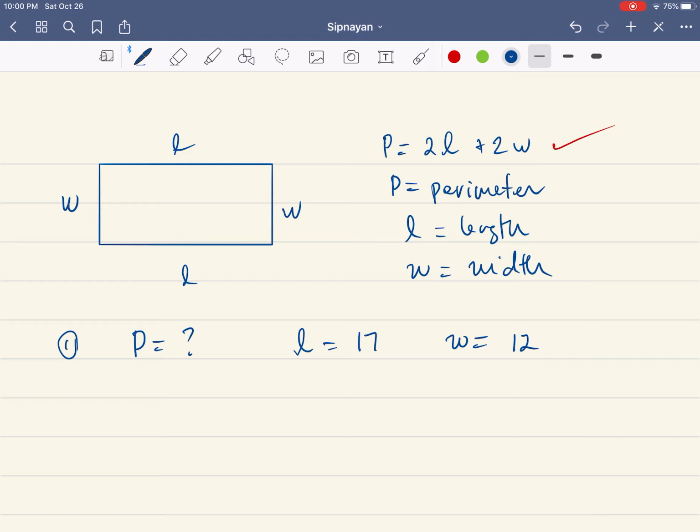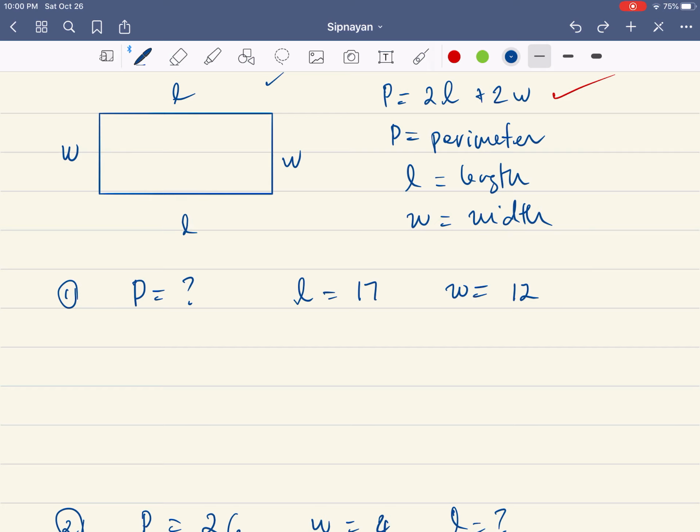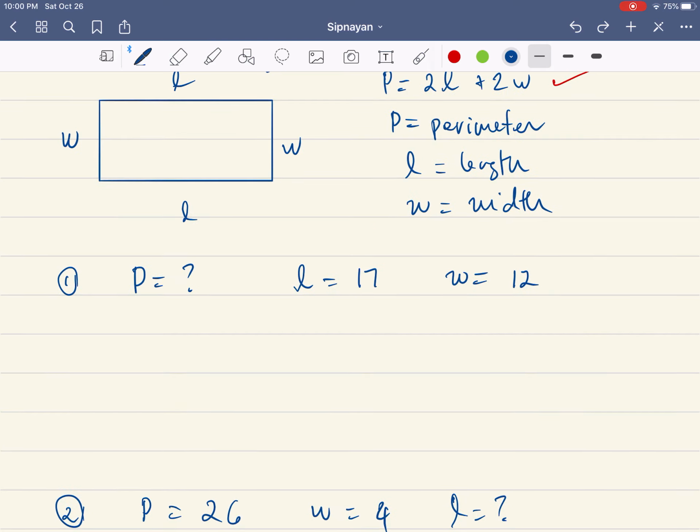Again, 2L plus 2 width came from this diagram. Makikita nyo, meron tayong rectangle. Pareho yung length niya. If L is 5 for example, 5 din to. And pareho din yung width niya. So kaya ibig sabihin may dalawang length, times natin sa 2. Tapos yung width din naman ay ita-times din natin sa 2. Okay? So using the formula, we can now solve the following problems.